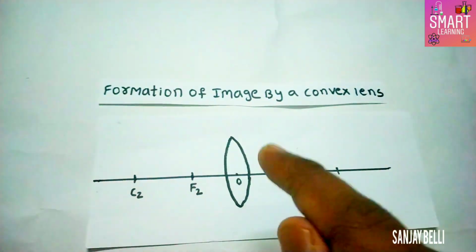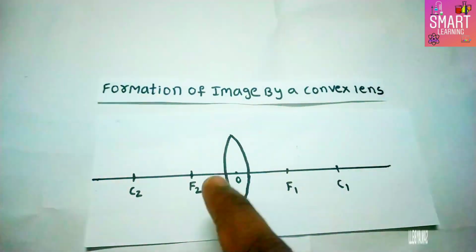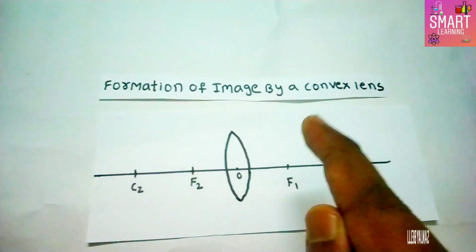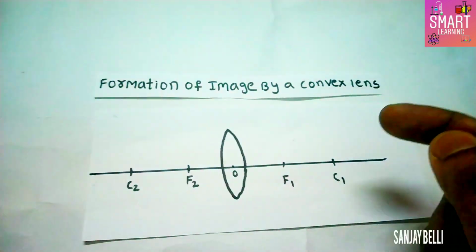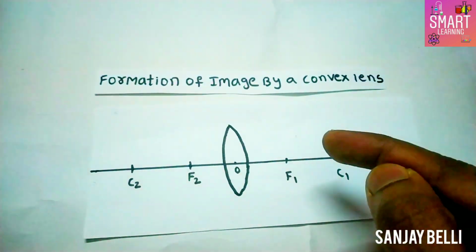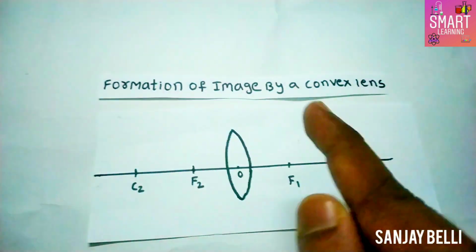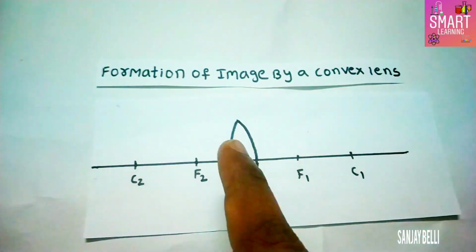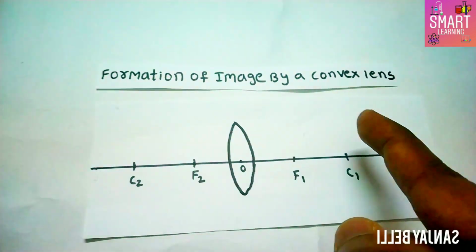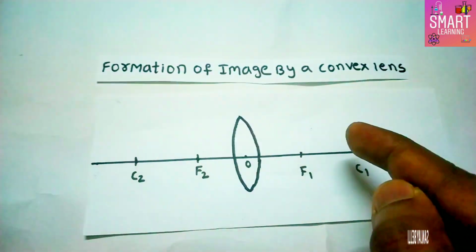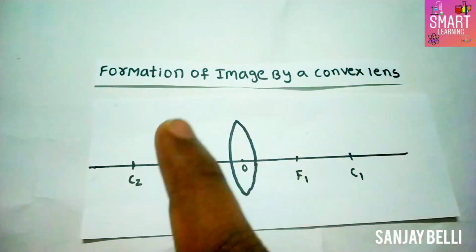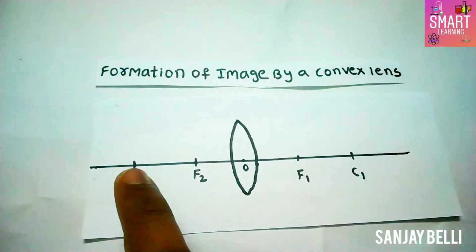Okay, so for this convex lens, we have to place an object at different positions and identify the different types of images and their positions, which is similar to your concave mirror. But in a lens, an object will be placed at one side and the image will be obtained at the other side due to the refraction. In case of a mirror, object and image will be on the same side.